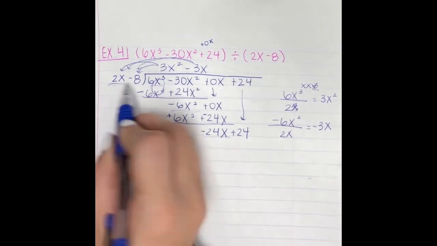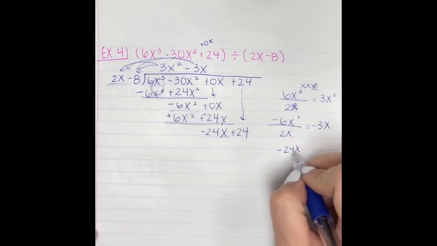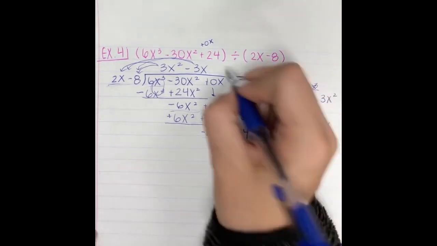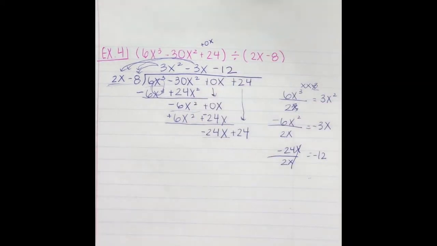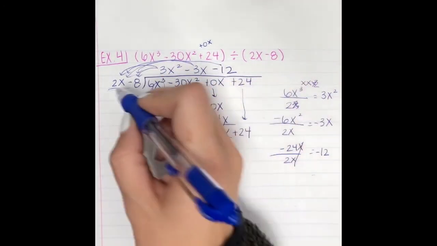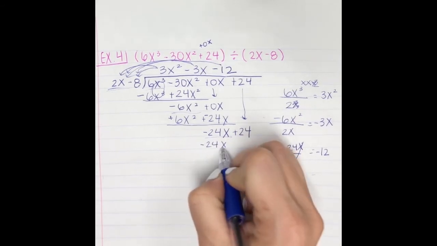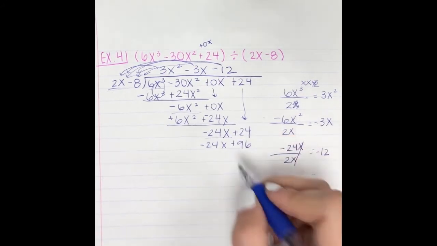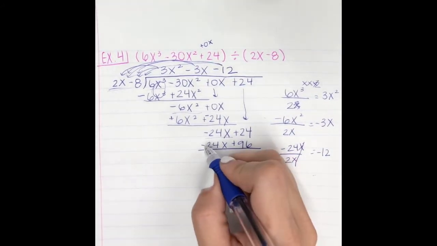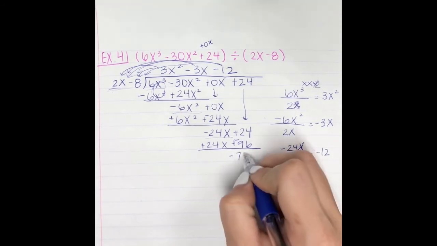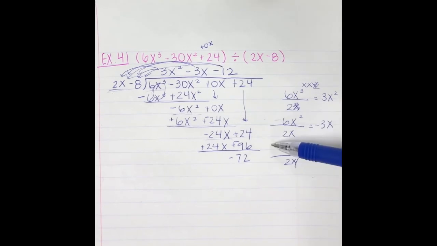And last time we're dividing our leaders. So negative 24x divided by 2x gives us, x's cancel, so a negative 12. Okay. And last time we're distributing. Negative 12 times 2x is a negative 24x. And negative 12 times a negative 8 gives us a positive 96. And we're going to change the sign on both. Okay, so then we have 24 minus 96, which gives us a negative 72. We don't have anything else to bring down, so we are done.